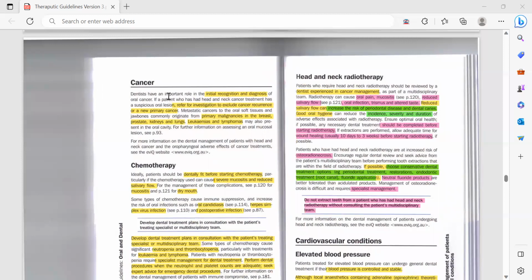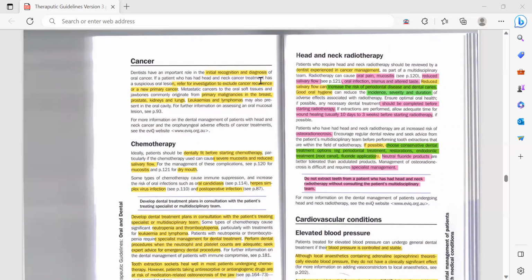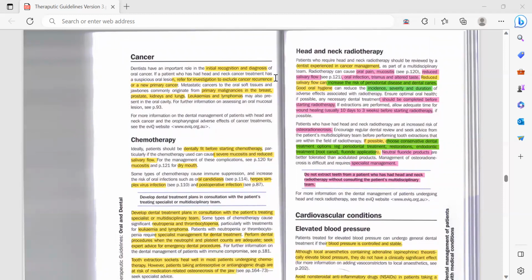Then cancer. Dentists have an important role in the initial recognition and diagnosis of oral cancer. If a patient who has had head and neck cancer treatment has a suspicious oral lesion, refer for investigation to exclude cancer recurrence or a new primary cancer. In Australia, they do say the dentist should be more suspicious. Whenever you see any red flag features or anything unusual, you should be very suspicious and refer as soon as possible for investigation to exclude cancer recurrence or any new primary cancer.